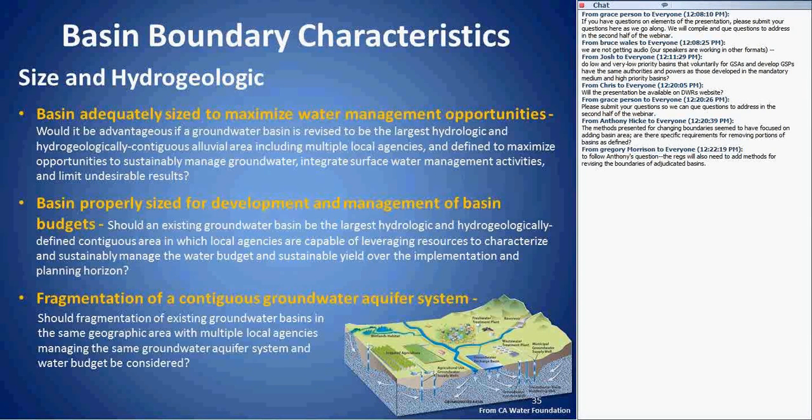The first bullet is a basin adequately sized to maximize water management opportunities. The potential advantage is where a basin, if it's submitted to us, is revised to the largest hydrologic and hydrogeologic contiguous aquifer area that includes multiple local agencies, and it's defined to maximize sustainable groundwater management and mitigate undesirable results. Related to that, the second bullet is a basin properly sized for development and management of basin budgets.